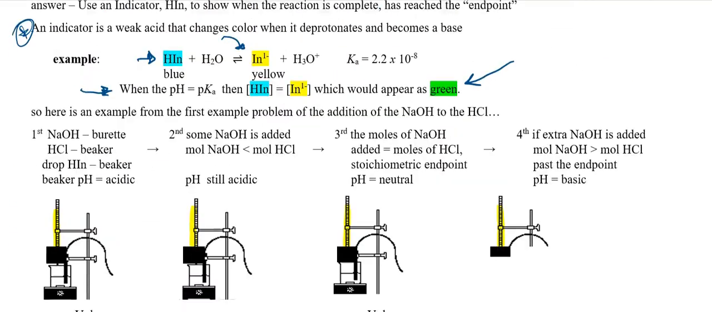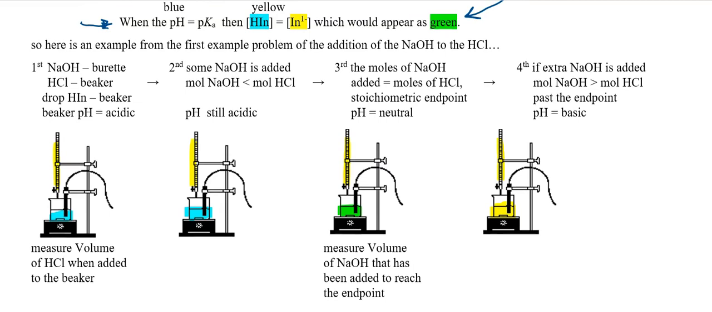So back up here, let's go into your experiment. I have some pictograms here. First, you're going to have your base in the burette, that's yellow. It wouldn't really be yellow, because you wouldn't have the indicator in it, but let's pretend we did. And we added the indicator into the beaker to be blue. So if we started dripping sodium hydroxide into the acid, the pH would still be acidic because not enough sodium hydroxide has been added yet.